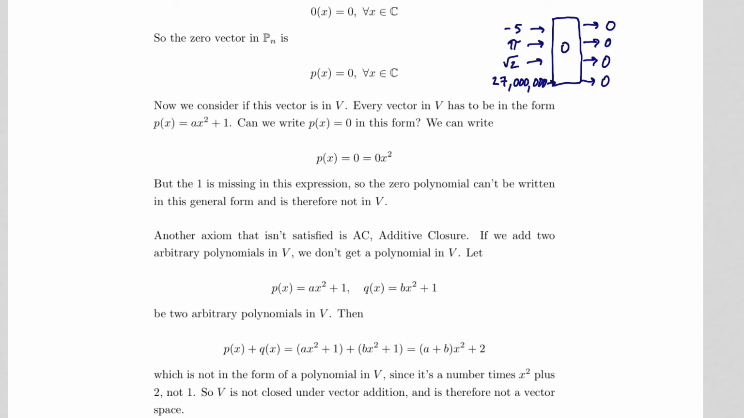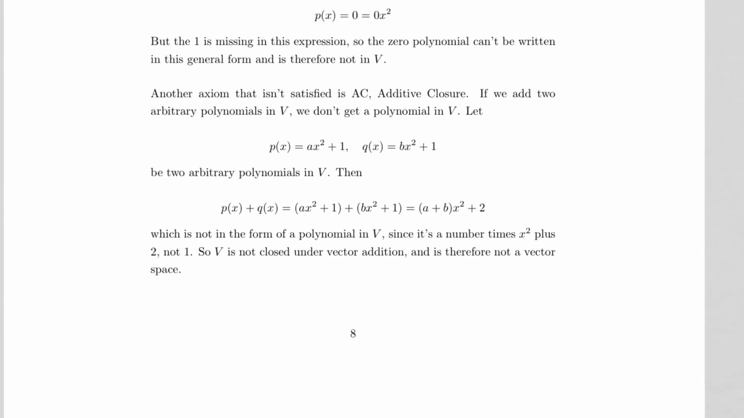If you were going down the list, however, you would get to another axiom that's not satisfied before you got to the zero axiom, and that is additive closure. So let's look at that one really quick. Let's consider two arbitrary polynomials in V. And it may be worth taking a minute here to explain what I mean by arbitrary polynomials, because I've used that word a lot.